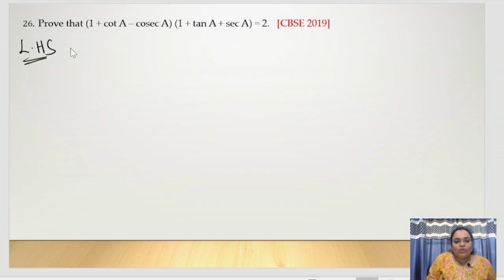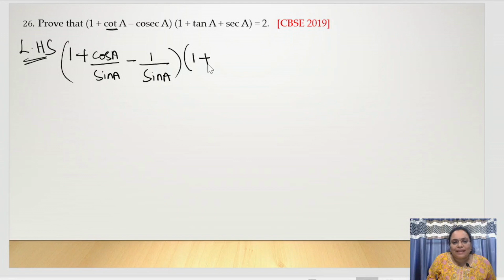So 1 plus, see here, cot A can be written as cos A by sin A. Yes, cos by sin is cot. Minus cosecant A can be written as 1 by sin A. Into 1 plus tan can be written as sin by cos, so sin A by cos A. Plus secant A can be written as 1 by cos A.